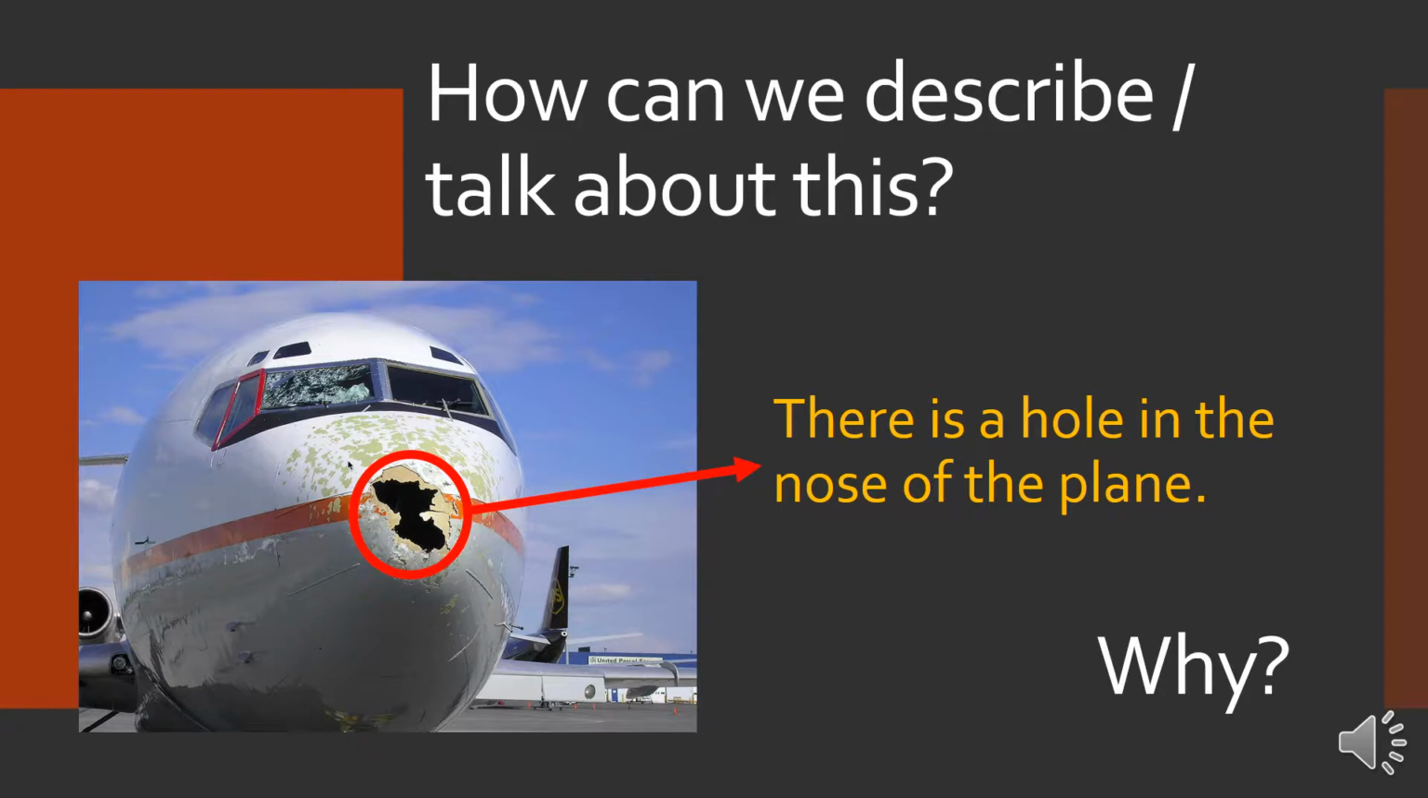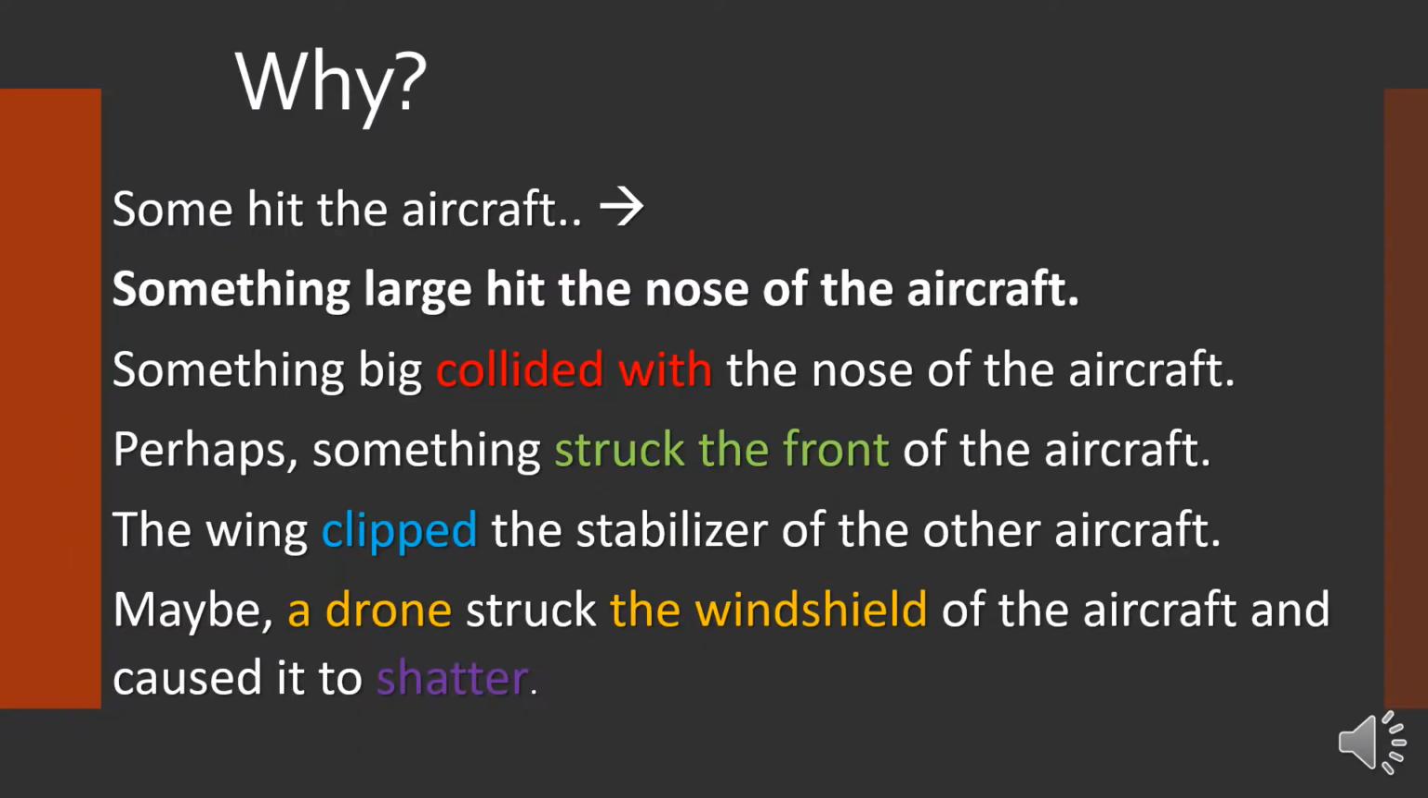Then we talked about this aircraft damage, looking at this picture. There's a lot of damage to this aircraft. So first, how can we describe or talk about this part? There is a hole in the nose of the plane. And we kind of discussed why. Why is there that big hole?